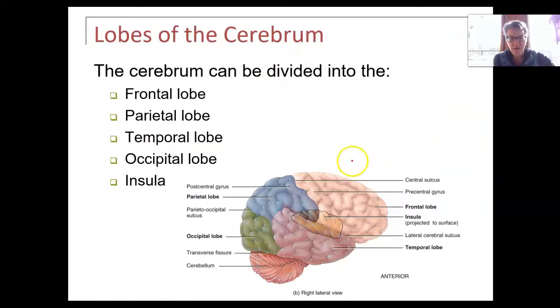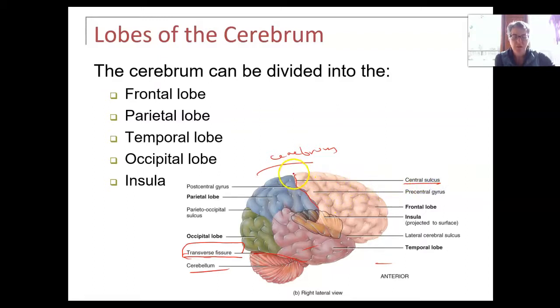But then I have another fissure here. I'm just going to talk about fissures for a second. Let me find where my pen is. And this fissure separates cerebrum from cerebellum, and that's the transverse fissure. So that's another big separation in the brain. And then I have kind of a really special groove in the brain, and that's called the central sulcus.